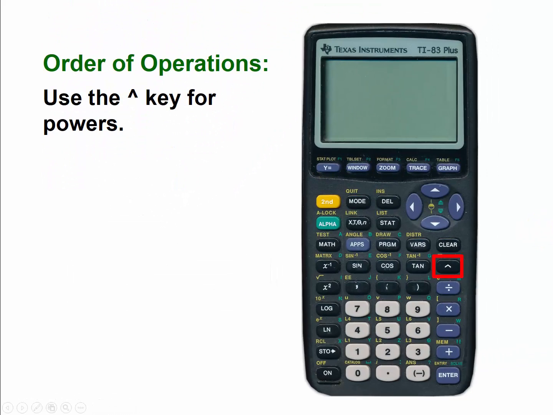The caret key, which is located here, is used for powers. So here's two different examples. We have 3 squared plus 4 squared, and then we have the quantity 3 plus 4 being raised to the 4th power. So in the first example, the calculator is going to compute powers first, and then add them. And the second example, the calculator is going to do addition first and then the powers.